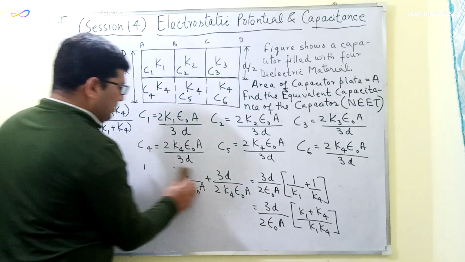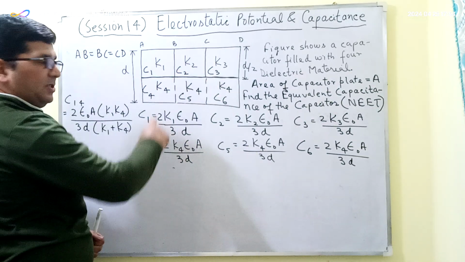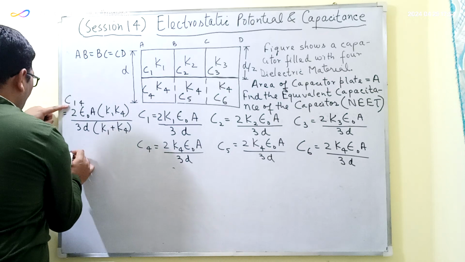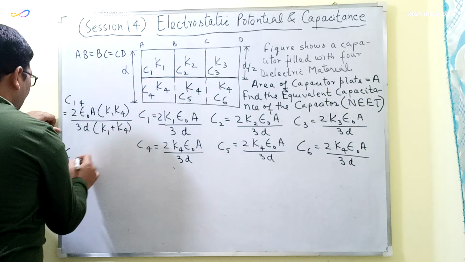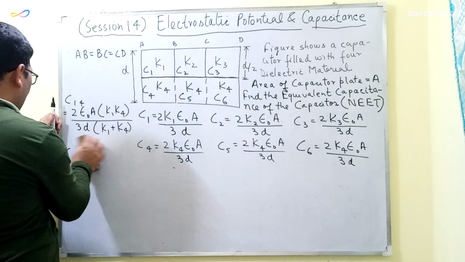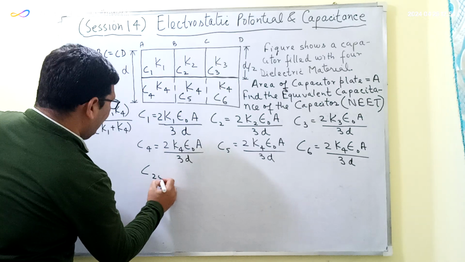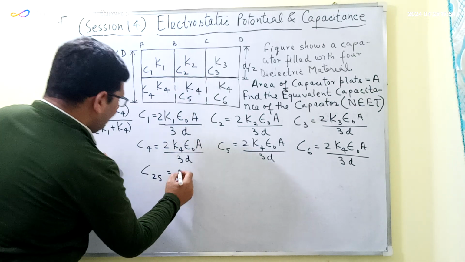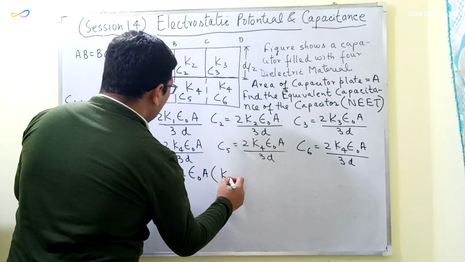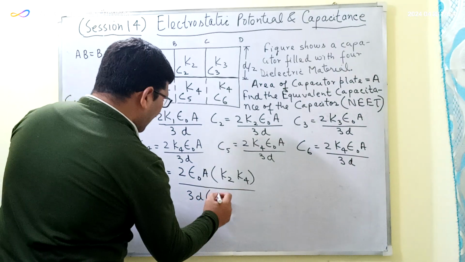Now we have to find the equivalent capacitance of this C2 and C5. So these two are also in series. So as we have calculated the value of the equivalent capacitance of C1 and C4, similarly the equivalent capacitance of C2 and C5, say it is C25, will be equal to 2 times epsilon naught A, K2 K4 divided by 3D, and in bracket K2 plus K4.